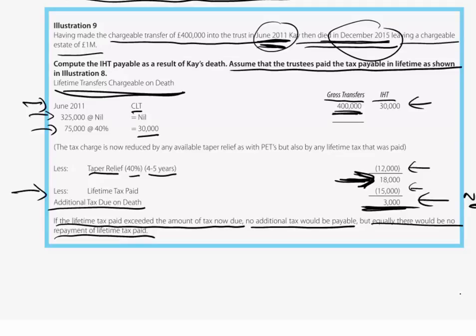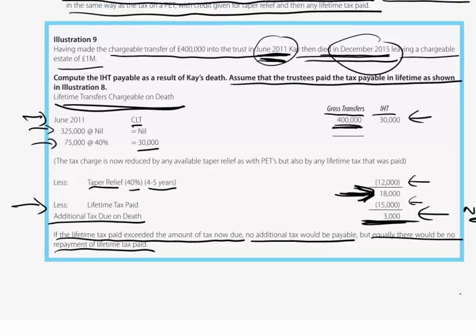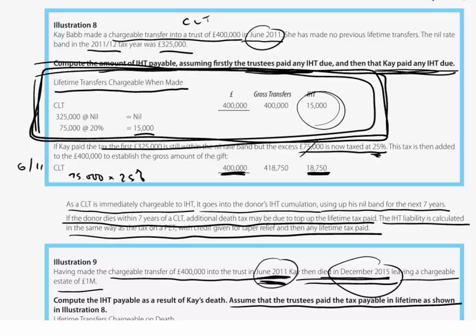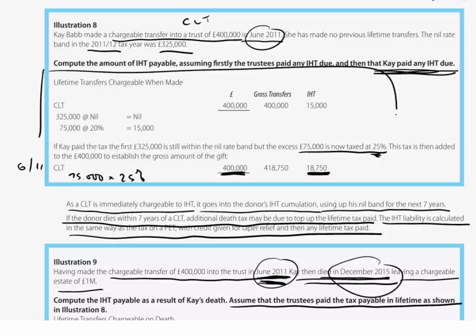Okay, now just to summarize the last exercise that we've done there in terms of illustration 9. What we've discovered is that in lifetime there was a transfer into a trust. Therefore, we labelled it CLT. At the date of the transfer, what was the nil rate band? It was less than the gross amount of that transfer. So we had to do a computation of tax that was headed lifetime transfers chargeable when made. This calculation needed to be done. That was the first computation to prepare.